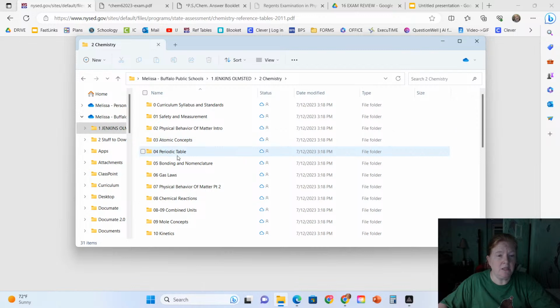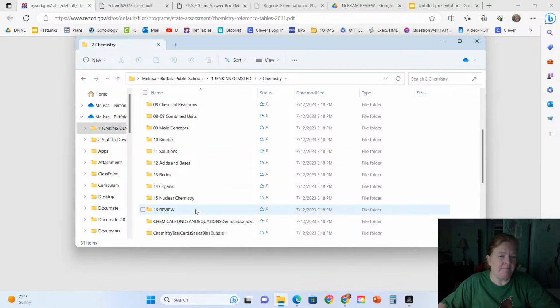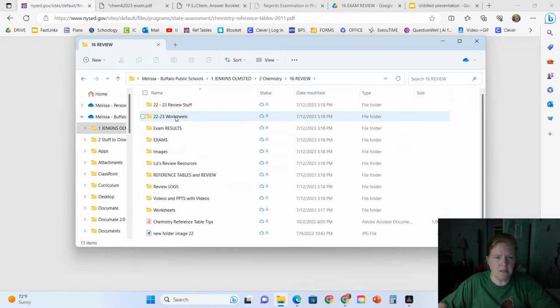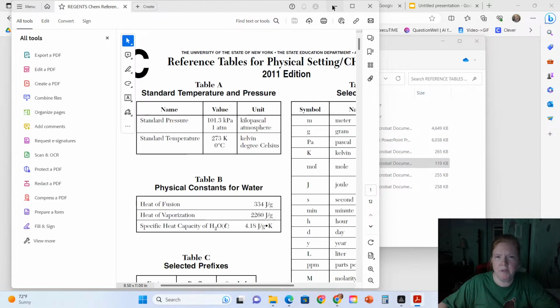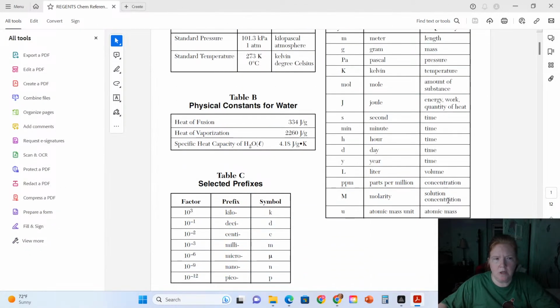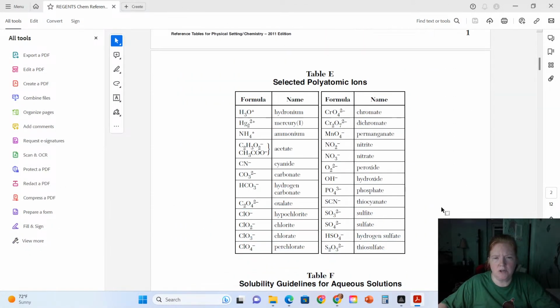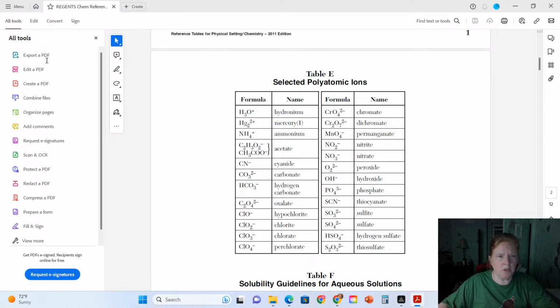So naming is most of the time they're going to have you naming something using table E. Table E is pretty common. Okay. So you should definitely know to look for table E. Okay.